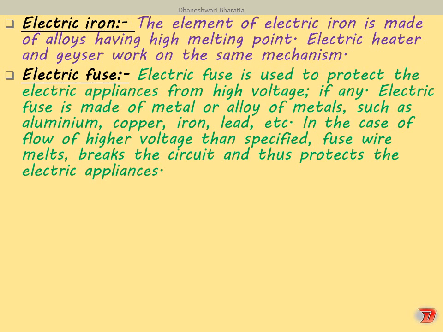Electric fuse. Electric fuse is used to protect the electric appliances from high voltage, if any. Electric fuse is made of metal or alloy of metals such as aluminum, copper, iron, lead, etc. In the case of flow of higher voltage than specified, fuse wire melts, breaks the circuit, and thus protects the electric appliances. Nowadays, because of advanced technologies, you are unable to see this electric fuse.